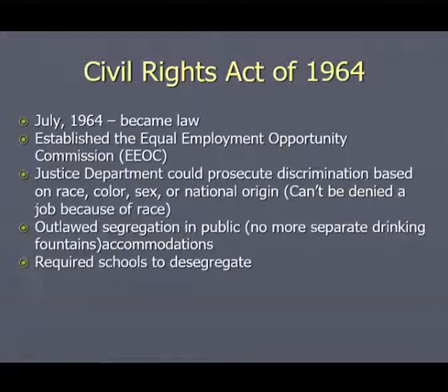In July of 1964, the Civil Rights Act became law. It established the Equal Employment Opportunity Commission. The Justice Department could prosecute discrimination. If there was ever discrimination with a job or housing based on race, color, sex, or national origin, it could now be prosecuted. It outlawed segregation in public, so the separate drinking fountains were no longer allowed, and it required all schools to desegregate.